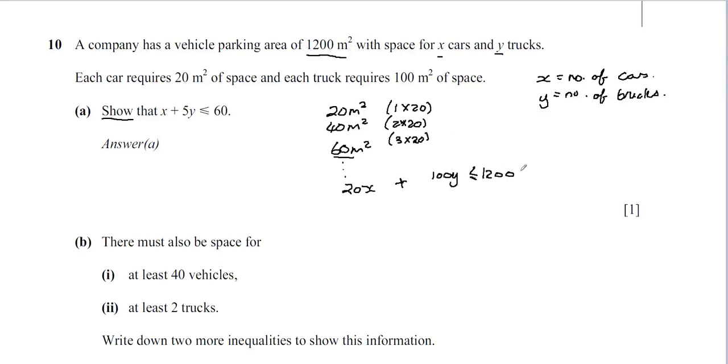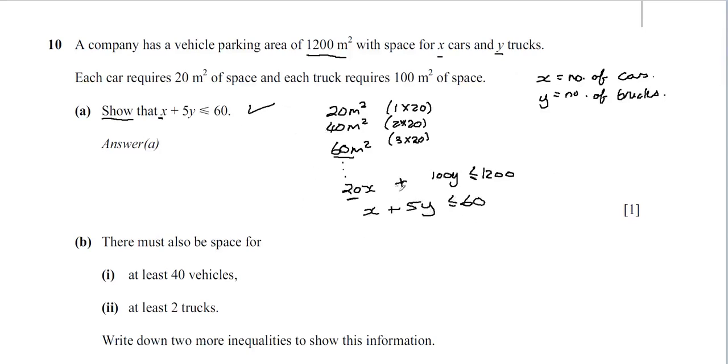Okay, so that is our first inequality. But what we've got to do is show that X plus 5Y is less than or equal to 60. So if we divide this all by 20, so that the value in front of the X becomes 1, 20 divided by 20 is 1, so X, 100 divided by 20 is 5, and 1,200 divided by 20 is 60. So 1 second, guys. Okay, there we go. That is our inequality. So we've shown that. They will give us a mark.